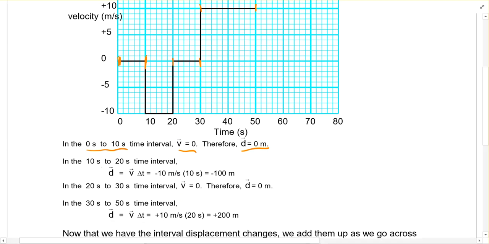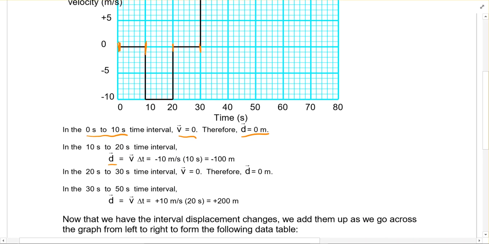In the 10 second to 20 second time interval, we can use displacement equal to velocity times time, or find the area under the graph. Same thing, right? So we can do that, and we see that it's negative 10 meters per second, because that's how far down it is, times 10 seconds, our base, which is going to give us negative 100 meters.